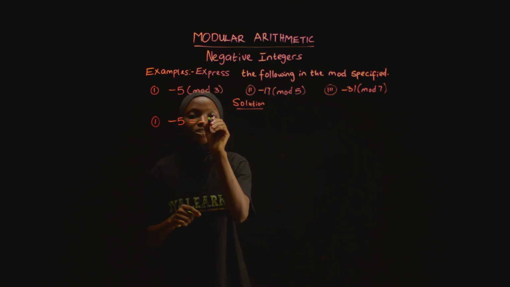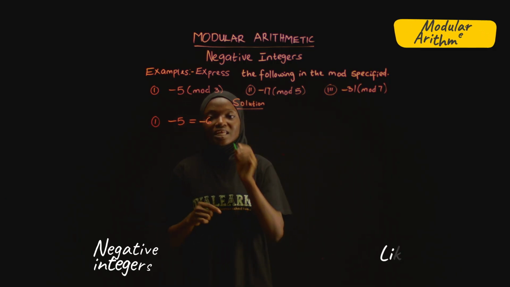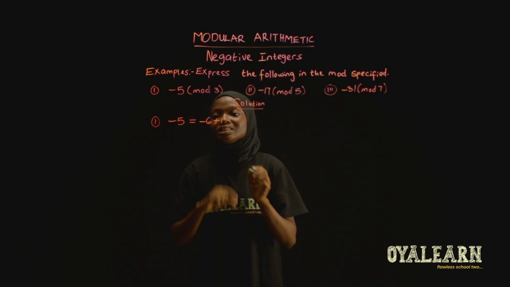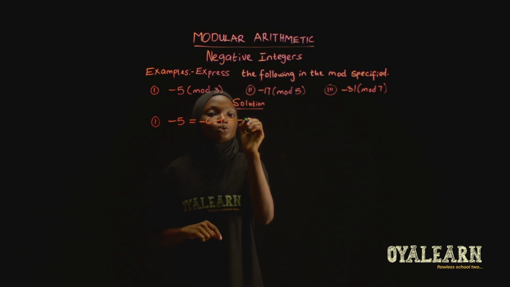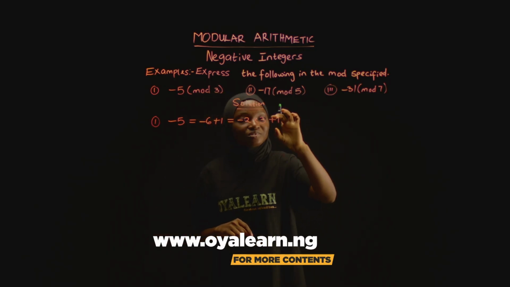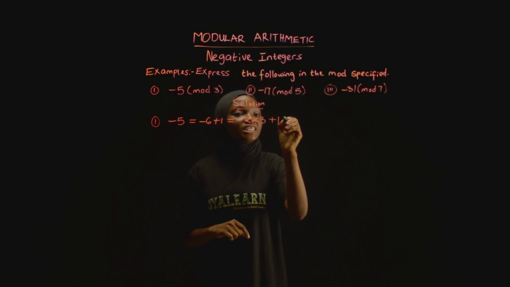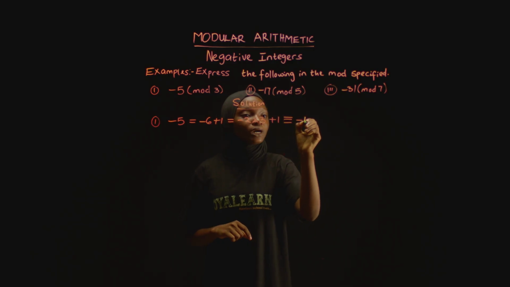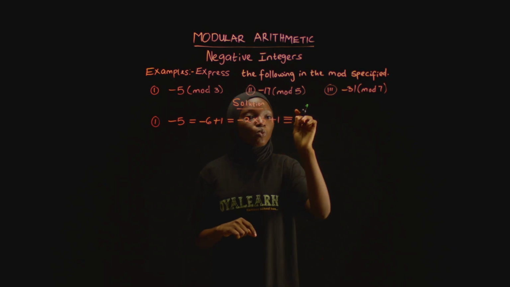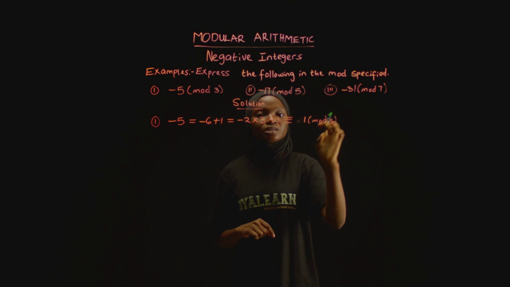So we'll say -6. Now what can I add to -6 to give me back my -5? That's +1. -6 plus 1 will give us -5. And this is the same thing as having -2 times 3 plus 1. So this +1 is the remainder that we need. That means -5 is equivalent to 1 in mod 3, the remainder.